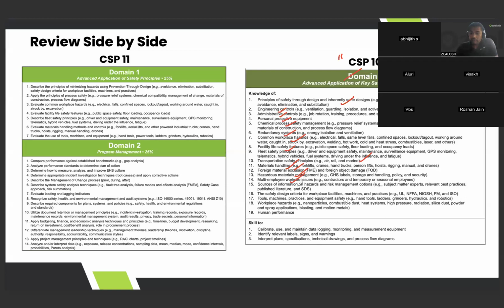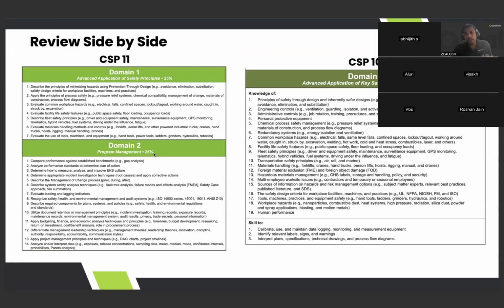Then multi-employee, parallel interface workings and all are happening, what to be done. Questions related to safety data sheet. Then machines, hazards, human performance. So these types of questions were there in advanced safety concepts. Now it is spread across 2 units. Which units? Domain 1 and domain 2. Predominantly in domain 1, some in domain 2. So that is how it is changed. That is a major change that occurred in the blueprint.